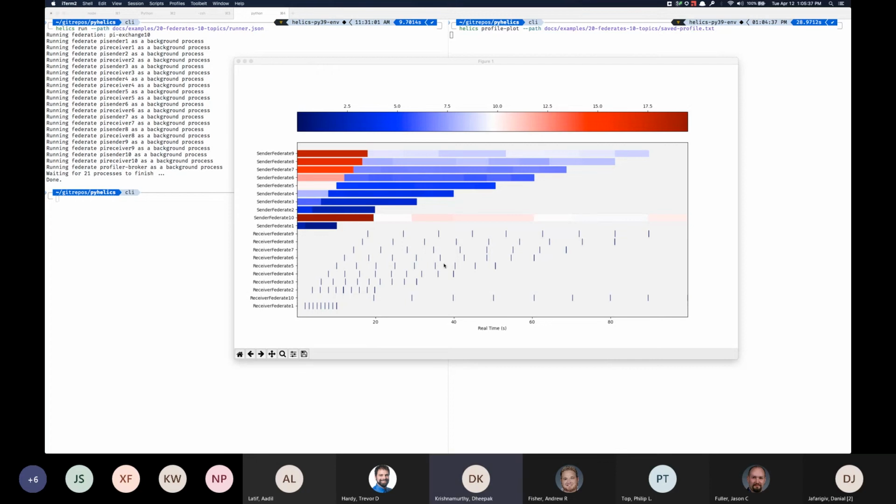And the receivers basically don't spend any time. They just wait till they have to receive information from the broker. So they're not doing any computational work. And the sleep time in the sender federates basically represents what computational work you would be doing in your federation.